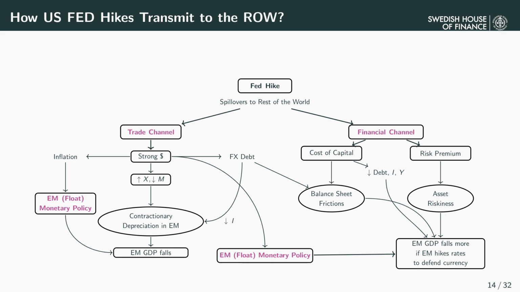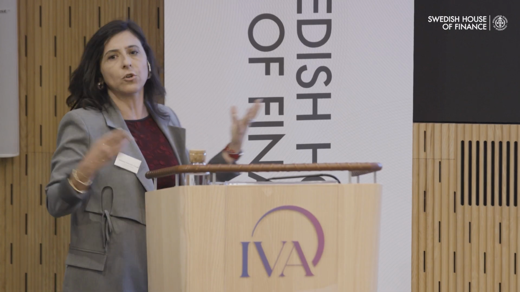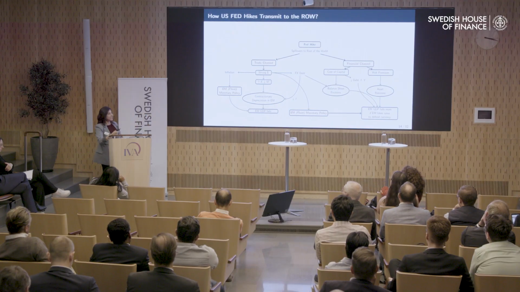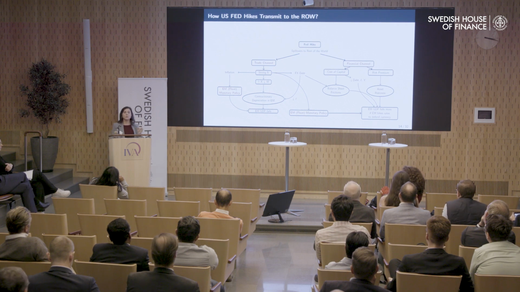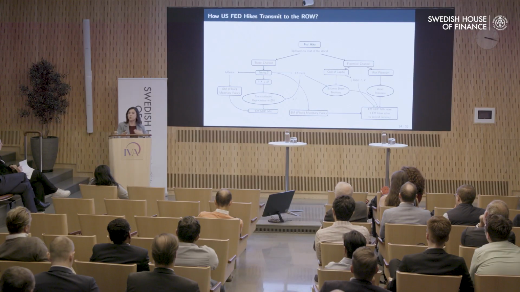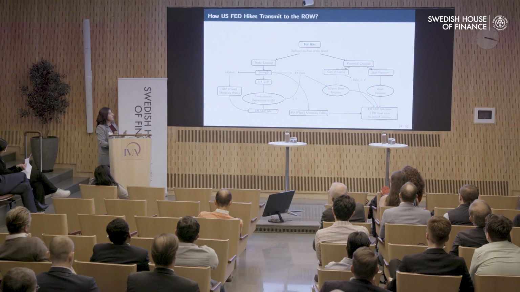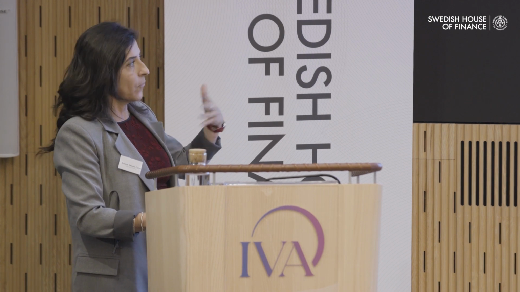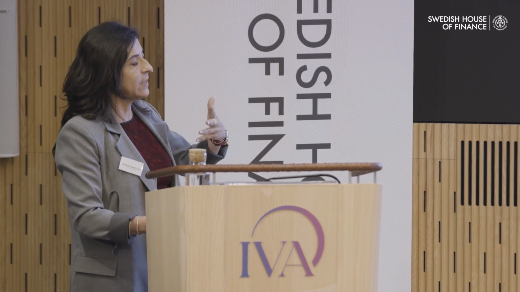The financial channel is a very adverse channel because it's going to work on two things. First, cost of capital. If the US is the world interest rate, now it's a higher safe rate, higher cost of capital globally. Second, risk premium, right? This premium is going to be heterogeneous across countries. As Sweden, you might have a lower risk premium, but of course, as Turkey or Argentina or Mexico, you are going to have a high risk premium because emerging markets are the risky asset class, okay? So that is going to mean for emerging markets lower debt, lower investment, lower output. That's going to work through either some sort of balance sheet friction or some sort of asset riskiness.